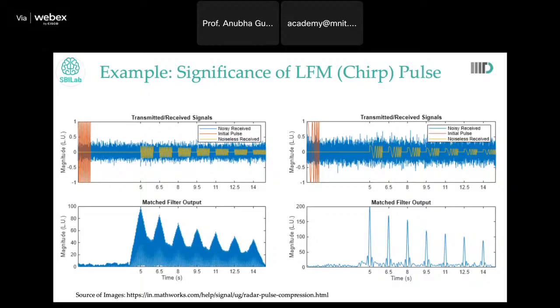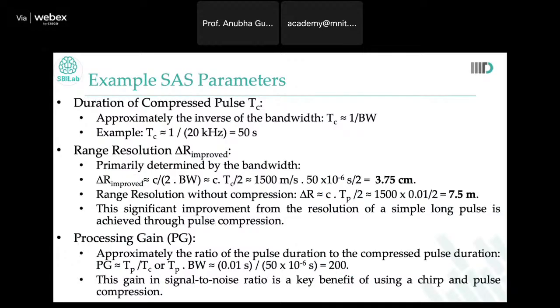Each of the pulses has become compressed and you can precisely locate where they are. The duration of the compressed pulse, which we call TC, is inversely proportional to the bandwidth. So this is where it has made an impact. Earlier, with a pure cosinusoidal signal, there is no bandwidth; in the frequency domain it is a single impulse located at that frequency. But now, since we transmitted a linearly frequency modulated signal, it has a finite bandwidth, which we have seen is equal to 20 kilohertz. In our example, TC is 1 upon 20 kilohertz, which is roughly 50 microseconds.